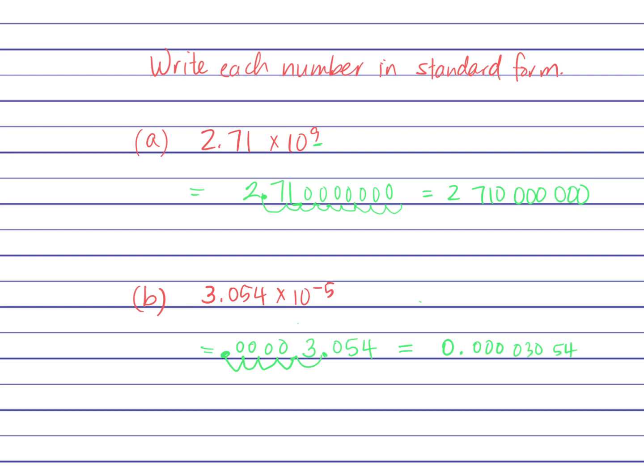I've rewritten the number, and just double checking, I needed to move it 5 places to the left. So I started after the 3, and I go 5 places. 1, 2, 3, 4. The new decimal place is right here.